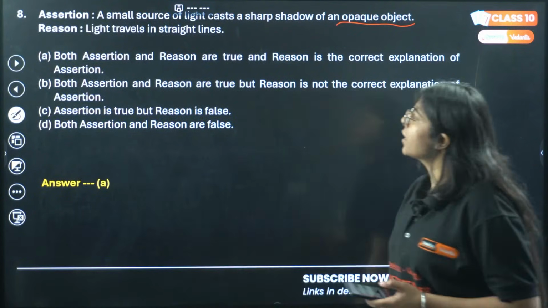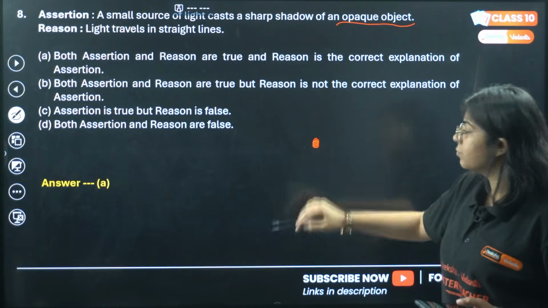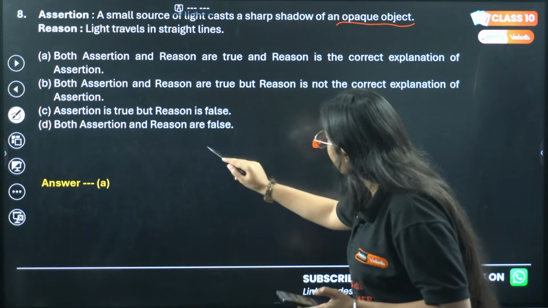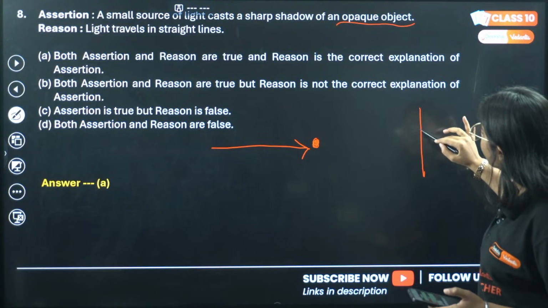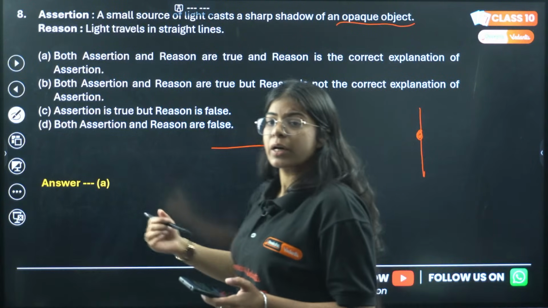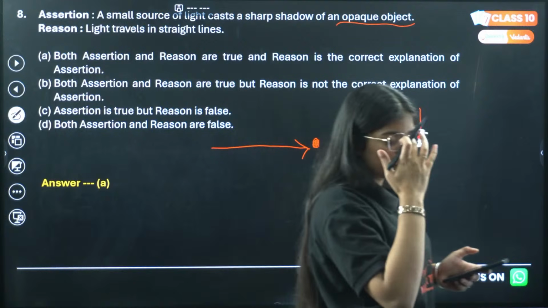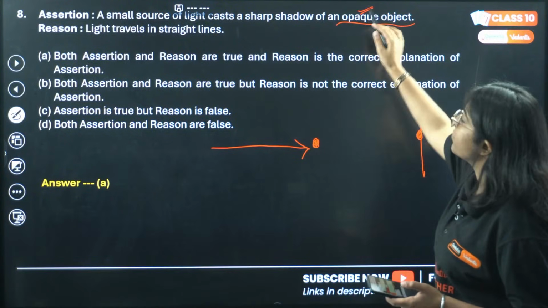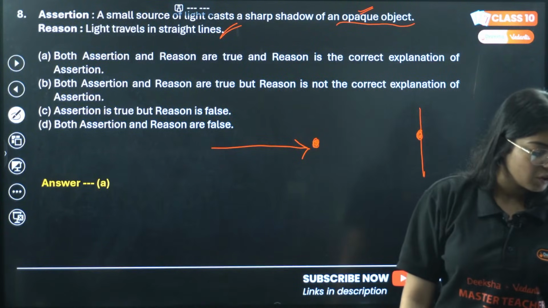We know that a small source of light, whenever it hits a small particle in our atmosphere, forms a screen, so it will form a sharp shadow. We see my shadow when I stand in the sun, it makes a sharp shadow, right? So it makes a sharp shadow of the opaque object, and we know light travels in straight lines.